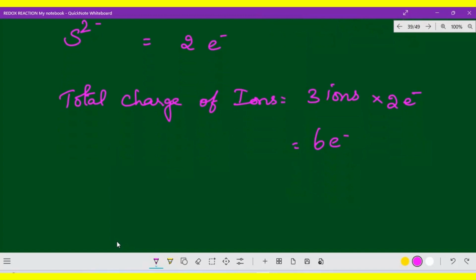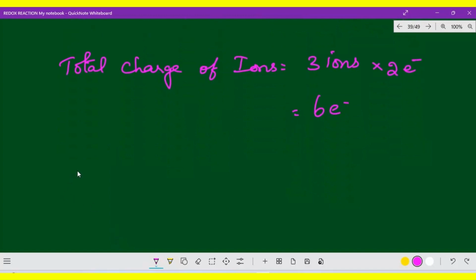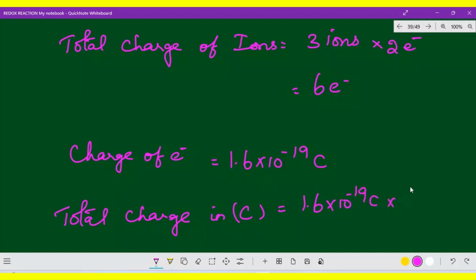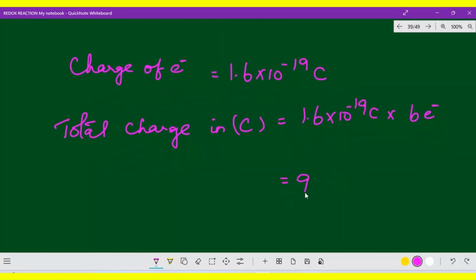Okay, you have to identify the charge of an electron. Generally, what number will you use? The charge of an electron is 1.6 into 10 to the power of minus 19 coulomb, which you already know. Avogadro number, 1 AMU equal to, charge of electron, charge of proton: all these you have to learn thoroughly. Now total charge in coulomb is 1.6 into 10 to the power of minus 19 coulomb into the number of electrons, which is 6. So altogether you will get 9.6 into 10 to the power of minus 19 coulomb.